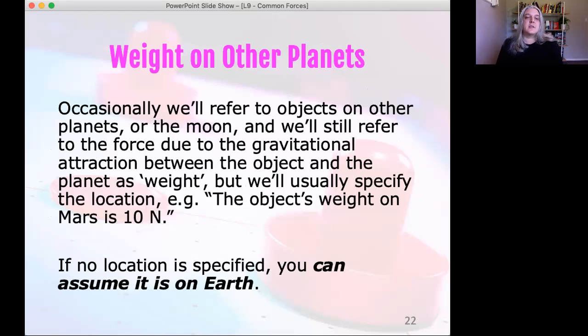As I said, occasionally we'll talk about other planets or the moon. This is just a reminder that if we don't specify the location, you can assume it is on Earth. If we say an object's weight is 10 newtons, then you can assume it's on Earth and therefore figure out its mass. But if we say its weight force is 10 newtons on Mars, then you can't determine its mass from the same formula we would normally use of dividing by 9.81 because we don't know what the acceleration is on Mars.